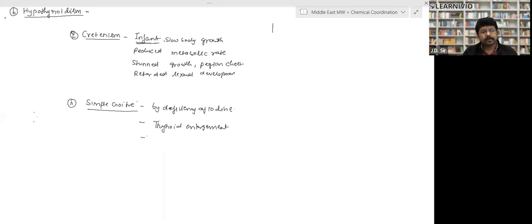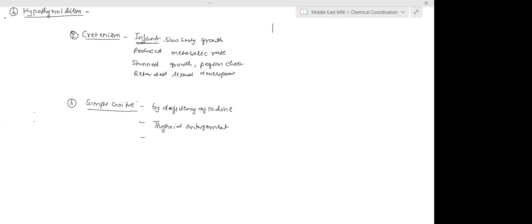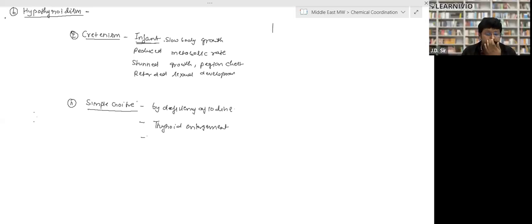Is it clear? Thyroid gland clear? It's very important actually. Sir, if cretinism affects an infant, will it continue into adulthood also? Yeah, that will continue in adults as well. It starts at the infant stage and it remains.